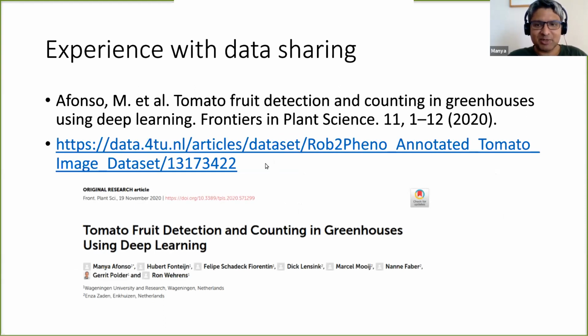To explain the background about this particular research, this is about our recent paper in Frontiers in Plant Science, which was accepted in October last year and published in November. It is open access. Everybody is free to access the full text, and also the data set, which is available online on the 4TU server.